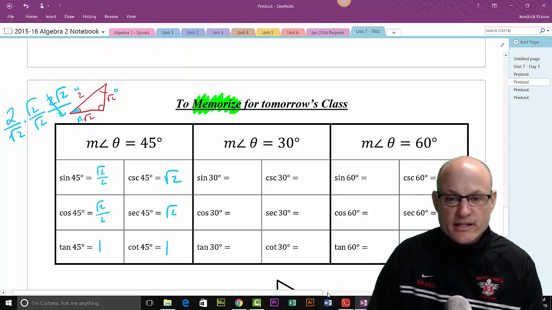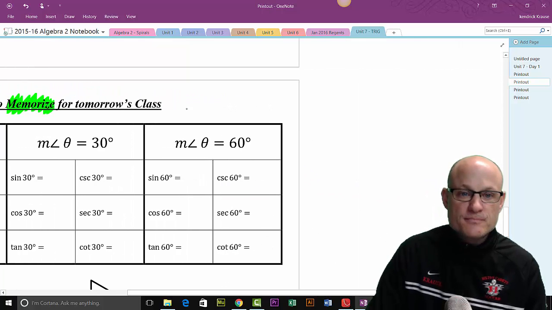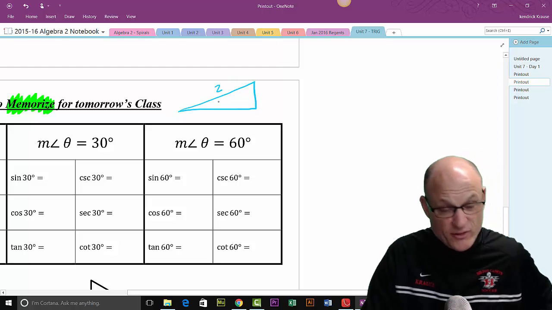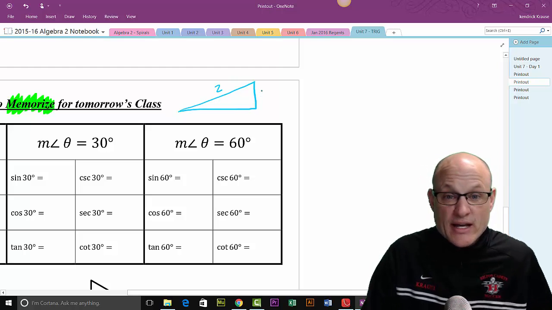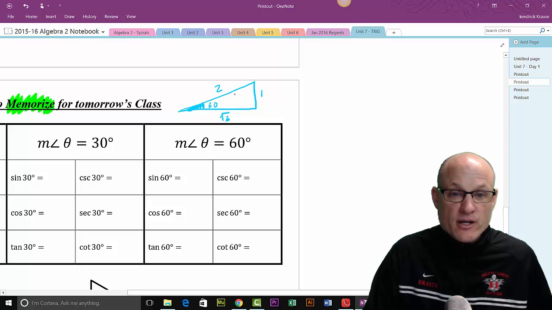Now let's look at the 30, 60, 90 right triangle. Long side, short side, hypotenuse. We're going to make the hypotenuse 2. In both cases, we're going to make the hypotenuse 2. Short side is half, and this is the square root of 3. You have to remember that. We're going to use this angle right now because we're talking about 30. So we're going to use the 30-degree angle.